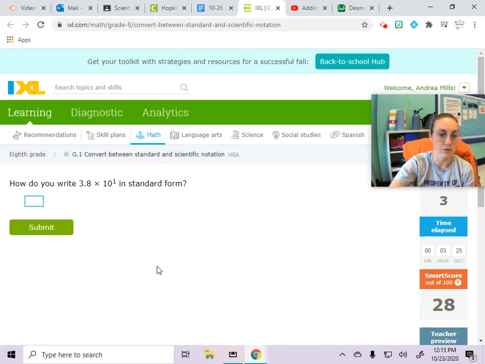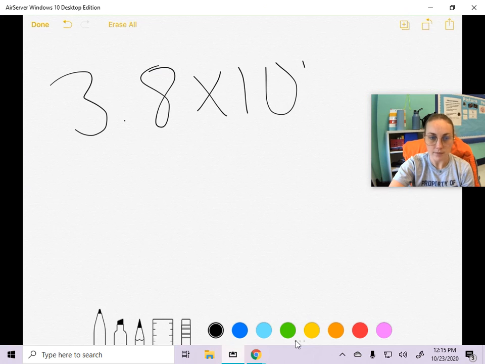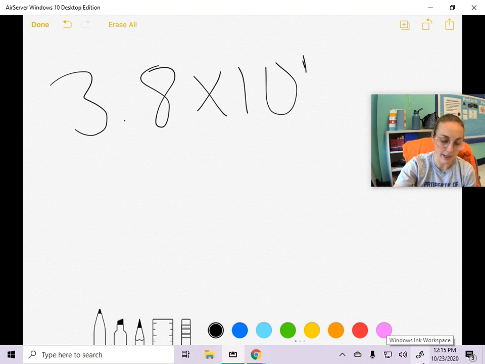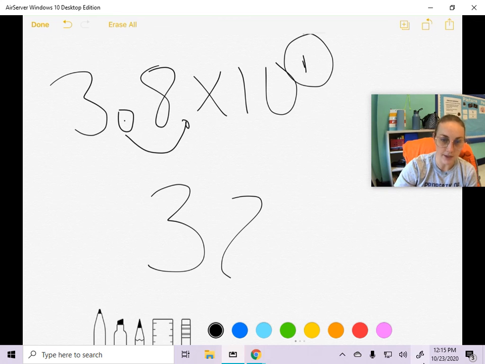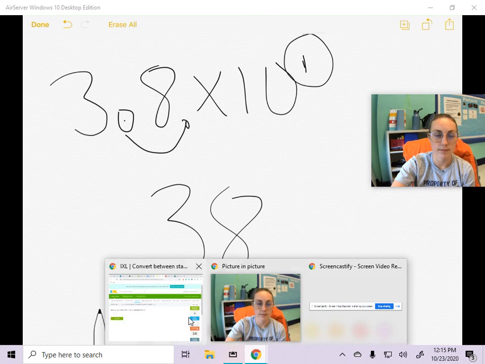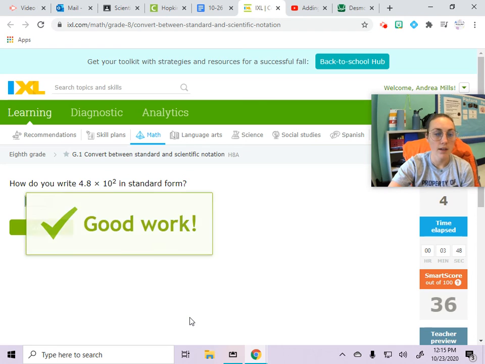Yeah, we'll change this into standard form too. We have 3 and 8/10 times 10 to the 1 power. In this particular case, again, we're going to locate that decimal. We want to make this number bigger because, again, this exponent is positive, and we want to move it 1 time. So we're going to move that decimal to the right 1 time, so our number should be 38. So we'll type in 38.